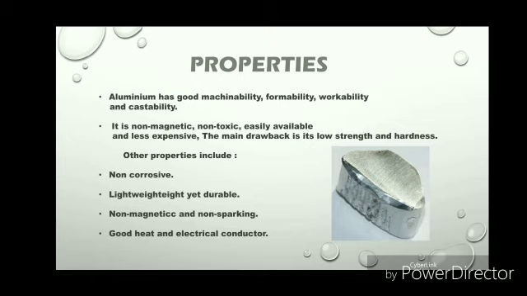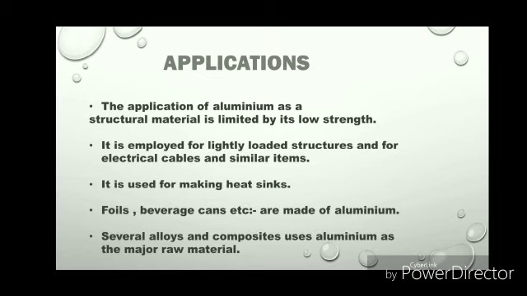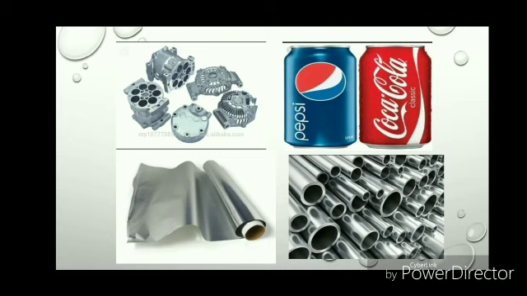Some other properties of aluminum include non-corrosiveness, lightweight yet durable, non-magnetic and non-sparking, good heat and electrical conductor. Application of aluminum as a structural material is limited by its low strength, but it is employed for lightly loaded structures and for electrical cables and similar items. It is used for making heat sinks for electronics, foils, beverage cans, etc. Several alloys and composites use aluminum as the major raw material. These are some images which show the various uses of aluminum in different fields.